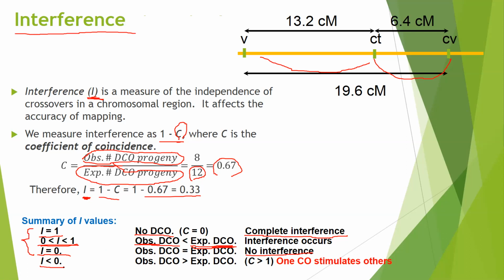I could be less than 0, a negative value, which means what? Which means the observed double crossover is greater than the expected double crossover progeny. So why could this happen? The biological reasoning is, if there's one crossover occurring in this region, it will stimulate some other additional crossover occurring in the same region.